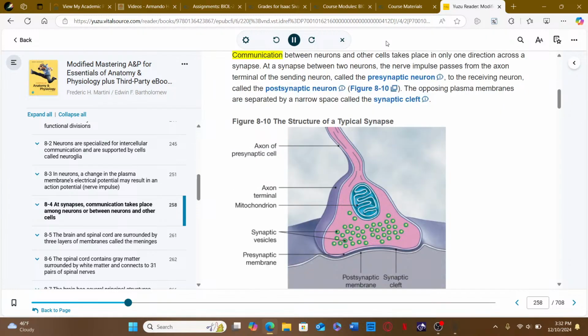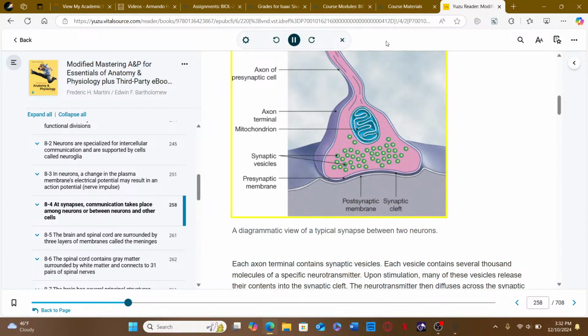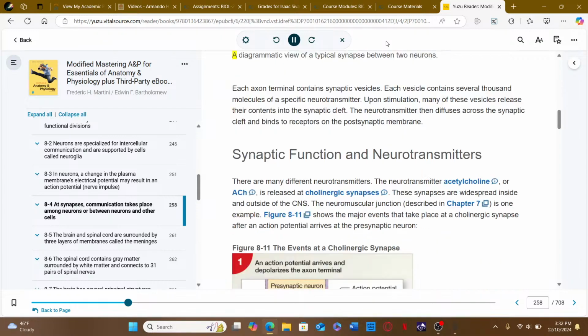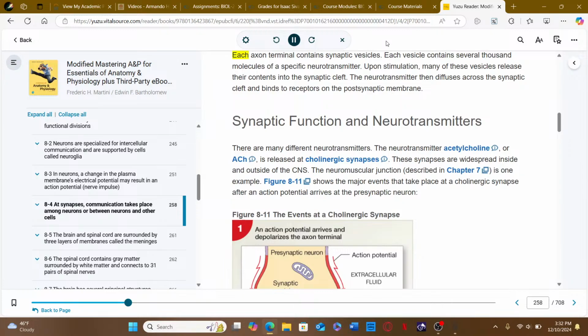Structure of the synapse. Communication between neurons and other cells takes place in only one direction across a synapse. At a synapse between two neurons, the nerve impulse passes from the axon terminal of the sending neuron, called the presynaptic neuron, to the receiving neuron, called the postsynaptic neuron, Figure 8-10. The opposing plasma membranes are separated by a narrow space called the synaptic cleft. Figure 8-10: The structure of a typical synapse. A diagrammatic view of a typical synapse between two neurons.